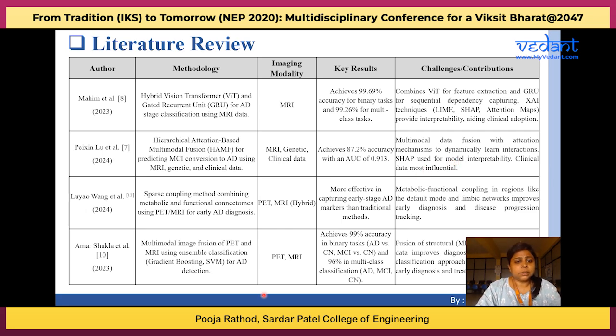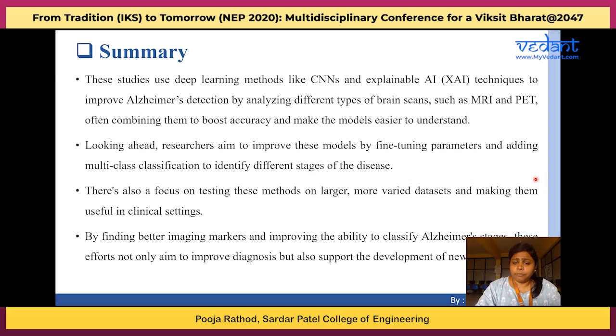These are the methods they use, trying to find the accuracy in checking the image, and we can easily find the actual result of the MRI and PET scan. So from all this literature review, I can summarize that deep learning methods like CNN and explainable AI techniques are used to improve Alzheimer's detection by analyzing different types of brain scans such as MRI and PET, often combining them to boost accuracy and make models easier to understand.